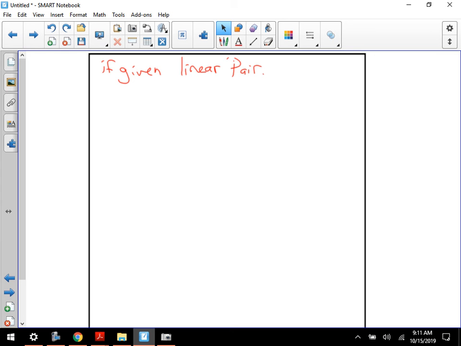So all we have to do, if given linear pair, is state angle plus angle is 180. Now I know that this was the same thing we just did for supplementary, but it's okay that they use the same style definition. Kind of like how midpoint and segment bisector were kind of the same. These can also be the same. So in this case, my reason is just definition linear pair.